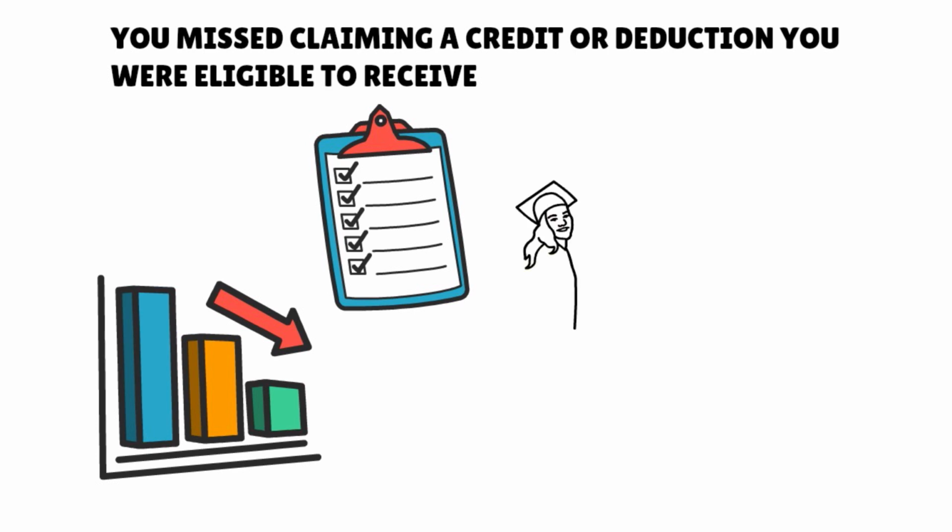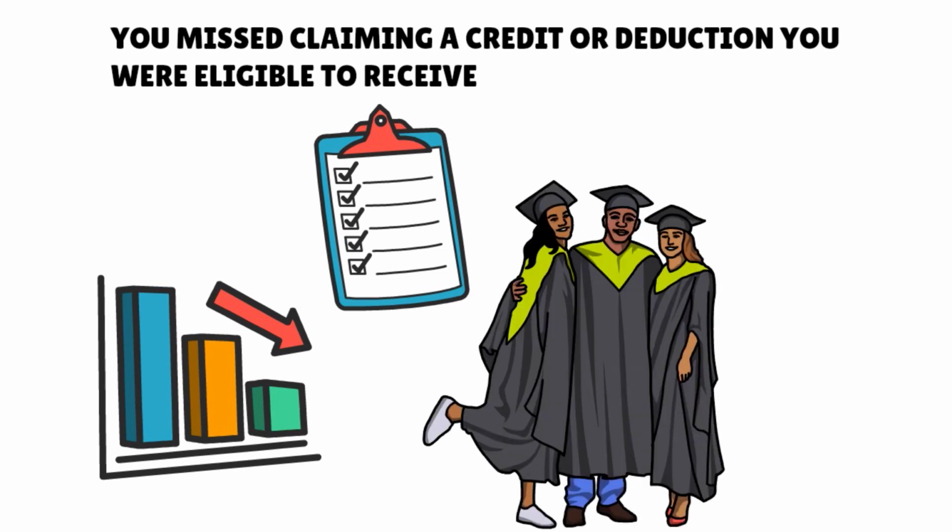If you paid, say, college tuition during the tax year, you could be eligible for the American Opportunity Tax Credit or the Lifetime Learning Credit. If you want to claim your educational credit after you've filed your 1040, you'll have to file an amendment.